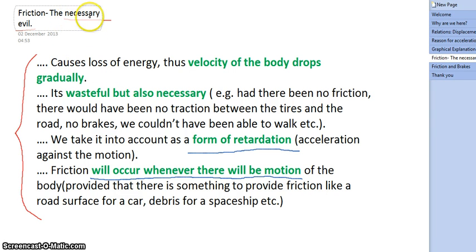Friction is the necessary evil. Friction is necessary because we can't do without it. It's evil because it's wasteful. It results in the loss of energy. Therefore, the velocity of the body will drop. In our program, we see friction as a form of retardation because friction causes a decrease in velocity. Friction will always occur whenever you have motion. So if you have motion, there will always be accompanying friction.